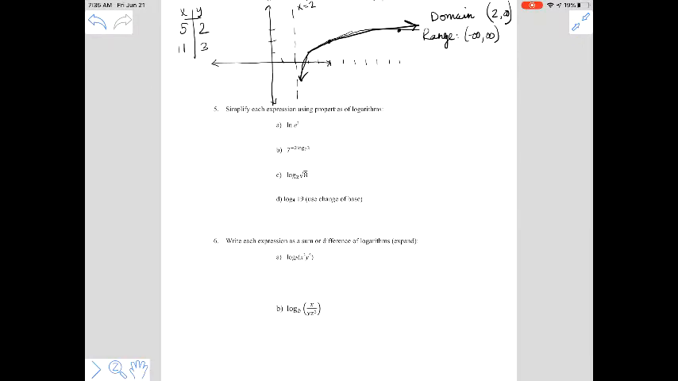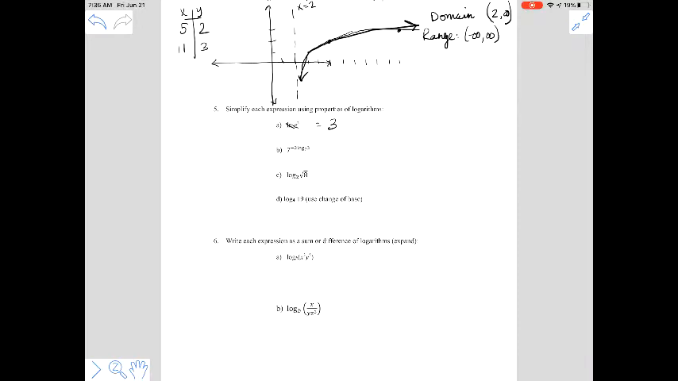Okay. Part A, B, and C here are meant to be done without a calculator. And then part D, use change of base, that's meant to be done with a calculator. So part A is pretty simple, natural log and e are inverse operations, so they cancel each other out, leaving a 3.